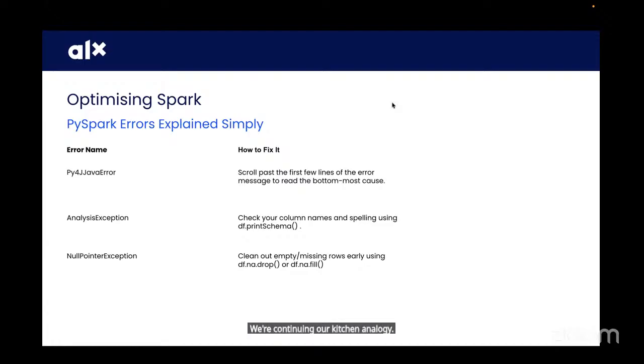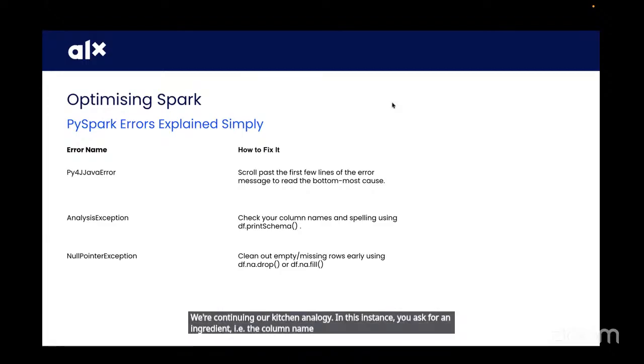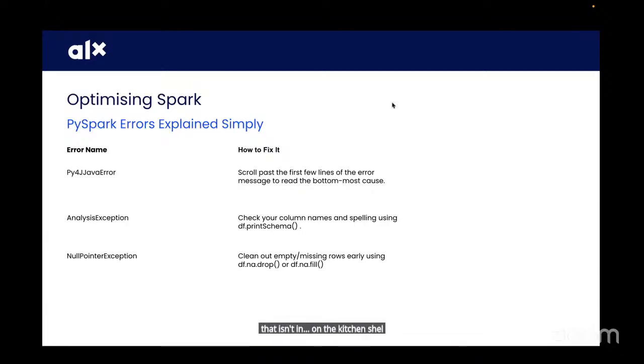In this instance, you ask for an ingredient, i.e. the column name, that isn't on the kitchen shelf, or maybe you spelled it wrong. You spelled it wrong or it's not available. And you fix it by checking your column names and the spelling. You can use the line df.printSchema to check and analyze that your column names are what you're asking for and are spelled properly.